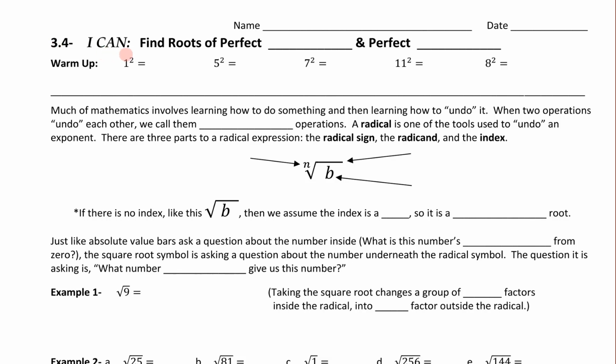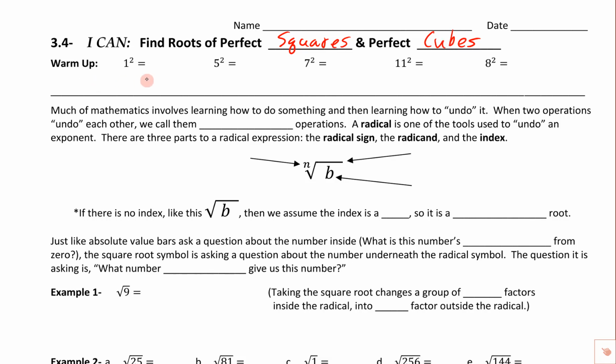So the I can statement is I can find roots of perfect squares and perfect cubes. Perfect squares and perfect cubes. We're going to find roots of those. Now, if you haven't heard of roots before, we're going to talk about those.